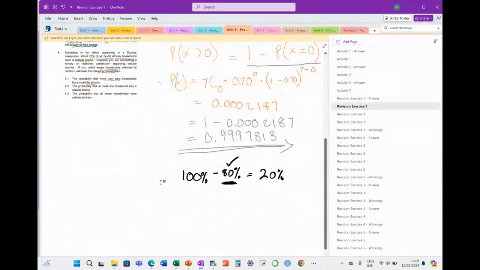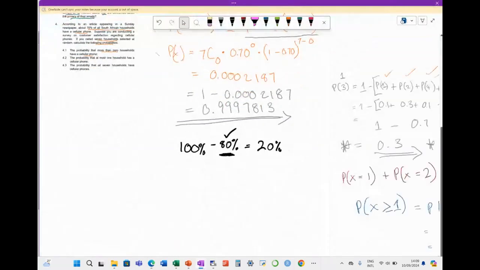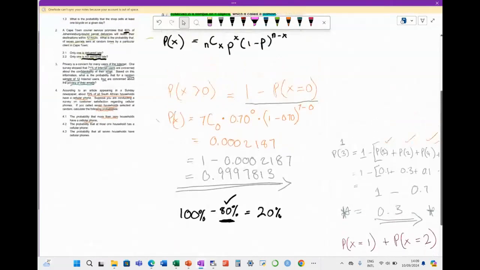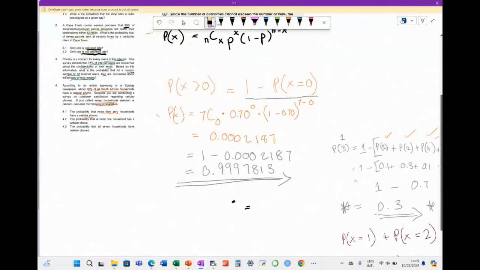So we ended off here, with this question. So let us go on to 4.2. Okay, let's use that one. The probability that at most one household has a cell phone. So here, what are we saying?